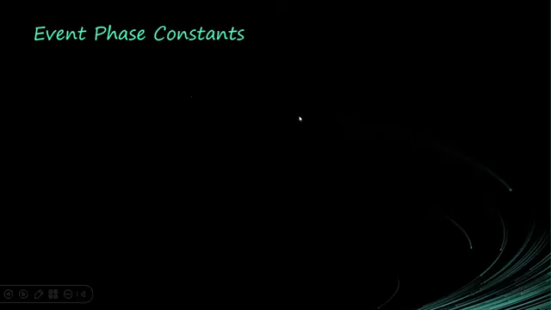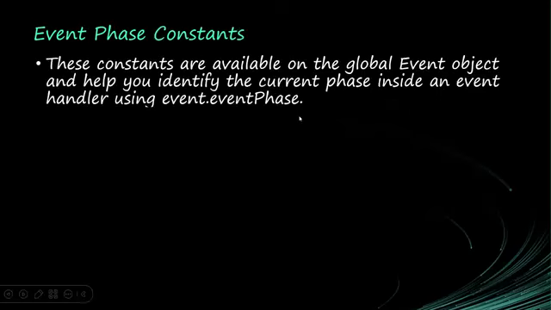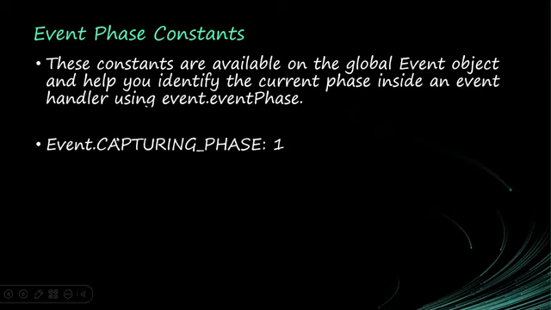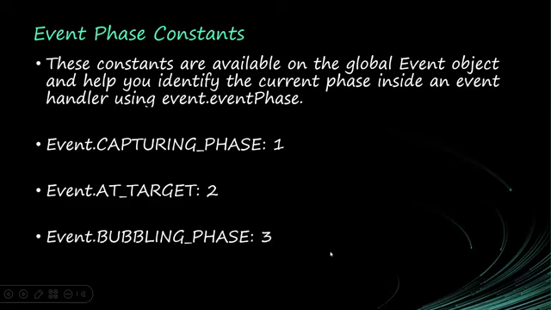So there's something we also call the event phase constants. You can use the event object, event.CAPTURING_PHASE. If it is on the capturing phase, it will give you 1, the capturing phase is 1, AT_TARGET is 2. These are constants.